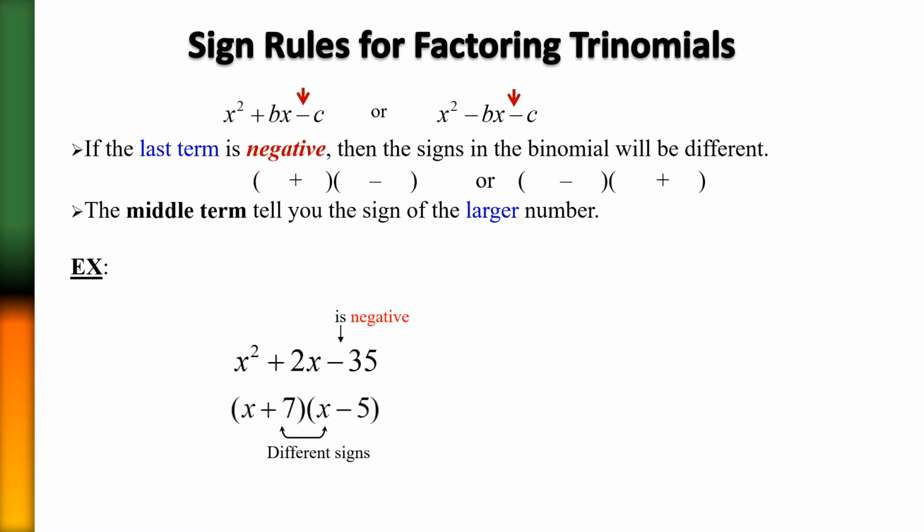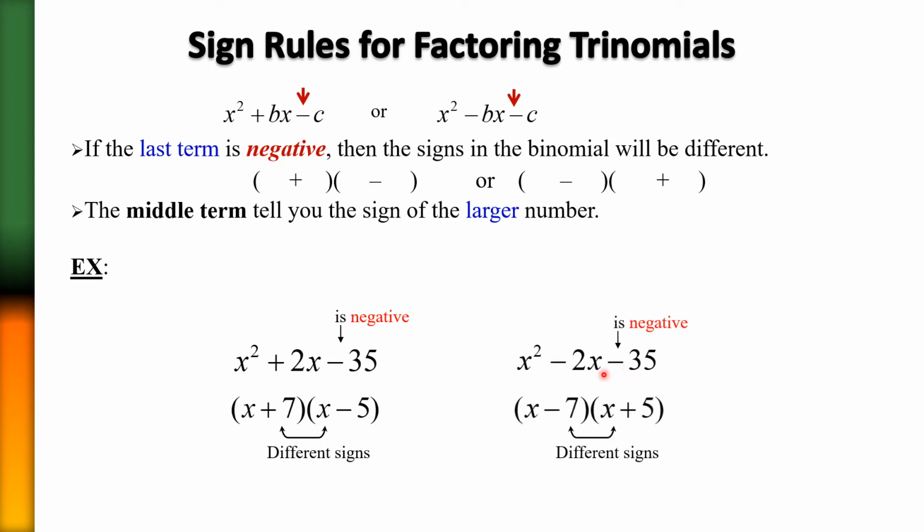So here we have x squared plus 2x minus 35. The fact that the back end is a negative, that means the signs are different. The fact that the middle term is a positive, this tells me that your bigger number is going to be the positive one. Notice when it factored into x plus 7, x minus 5, our bigger number, 7, is positive, just like the middle term told us, which means by default, your smaller number, 5, has to be the negative one.